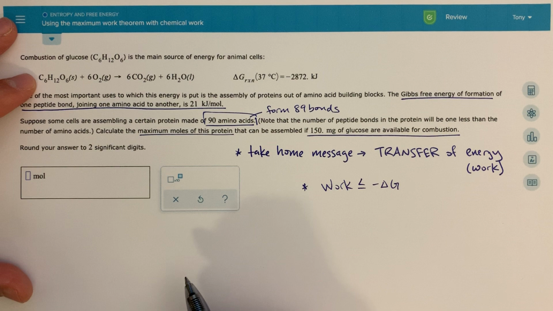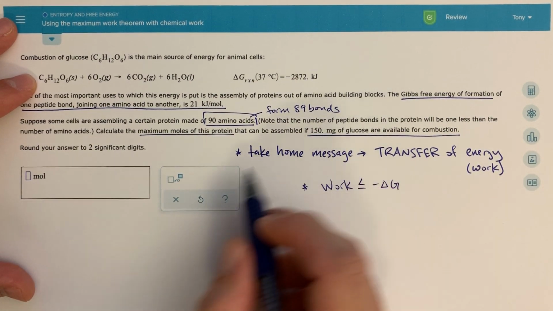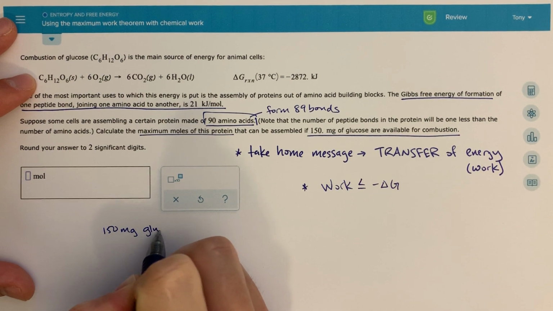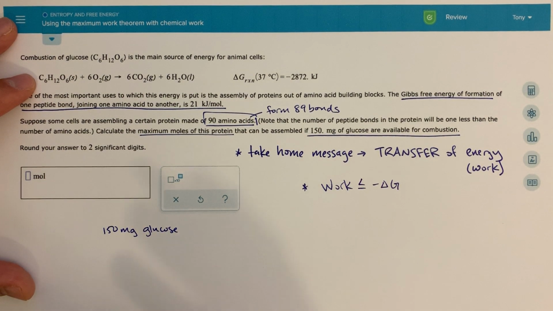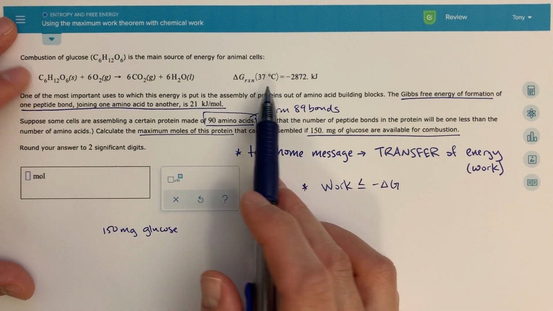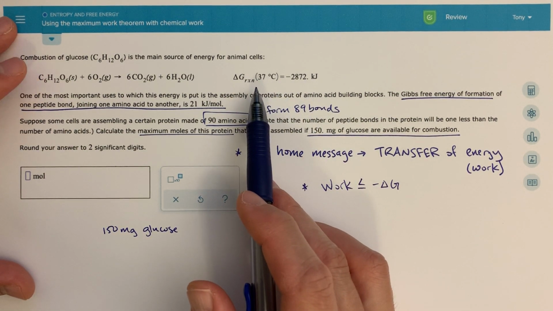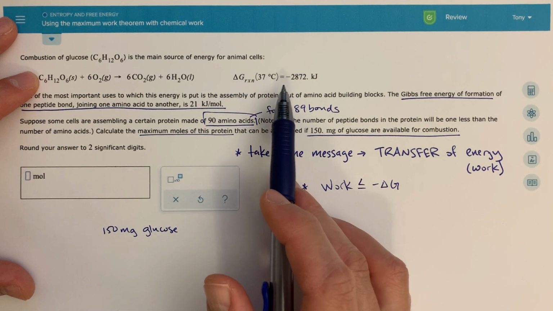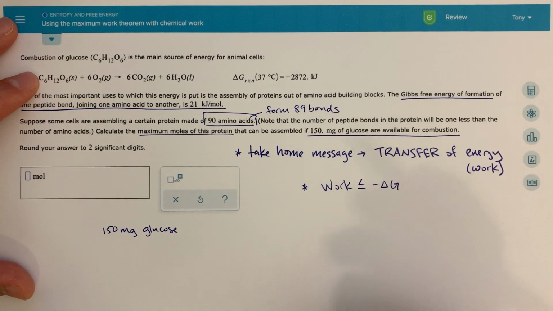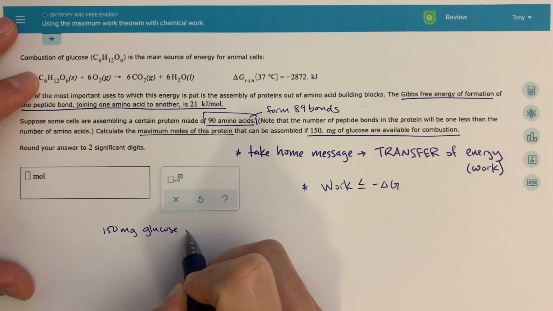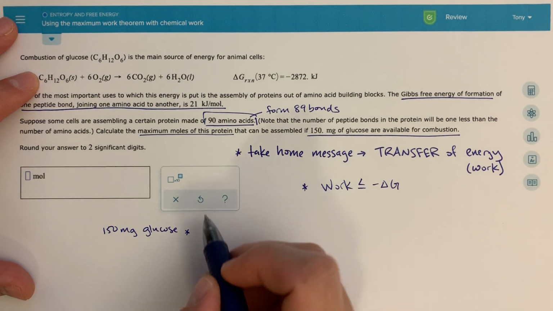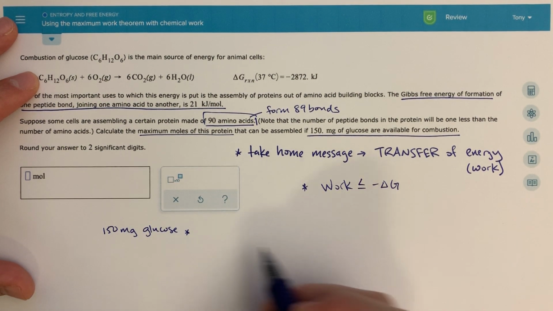Let's go ahead and get started with the calculation. So the first thing I'm going to do is convert this 150 milligrams of glucose basically into moles of glucose, because I know that this chemical reaction, it's almost like a thermochemical equation, right? We've got 1 mole is going to give off this amount of energy. We're just talking about free energy here instead of an enthalpy, but I want to convert this to moles.